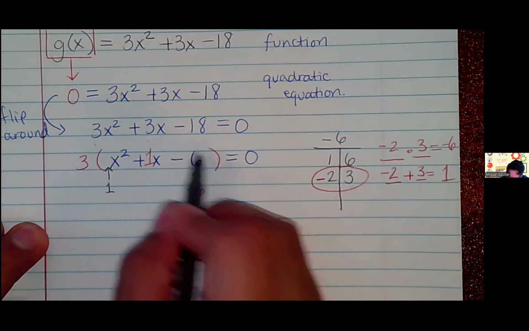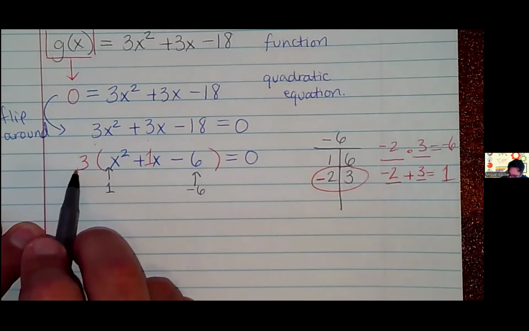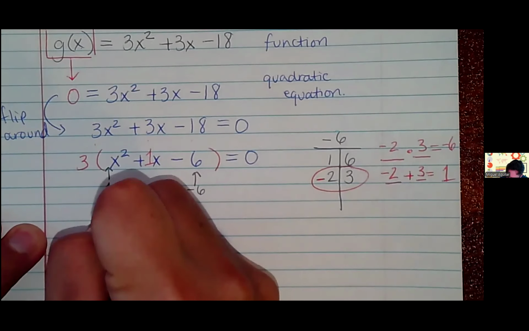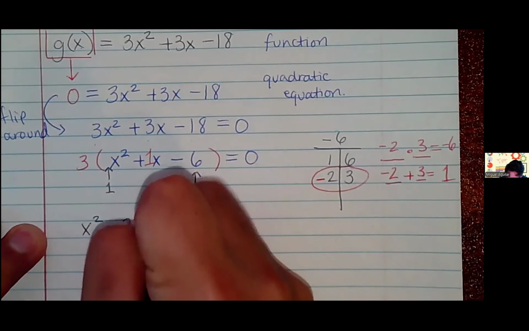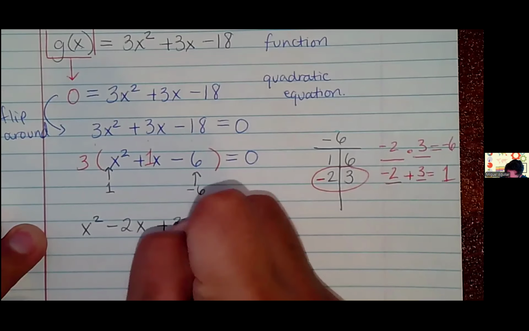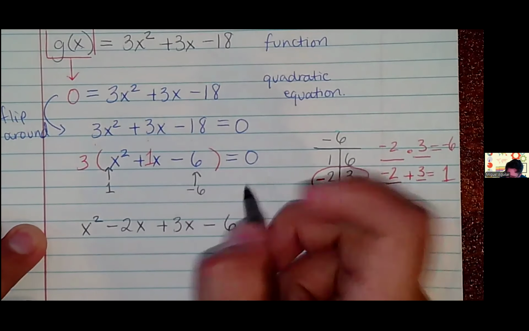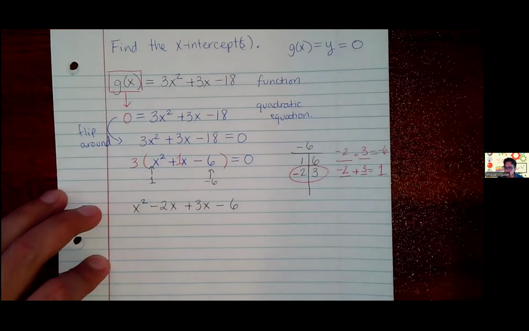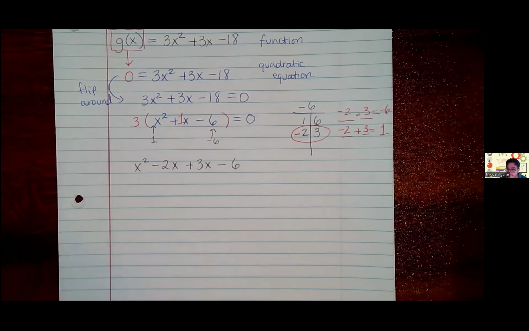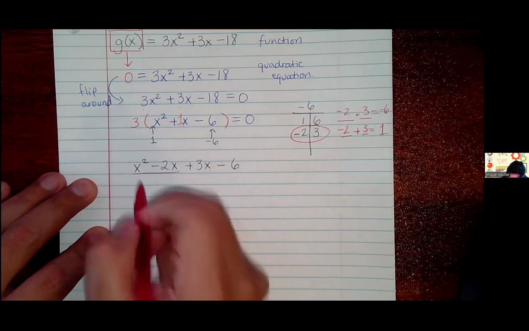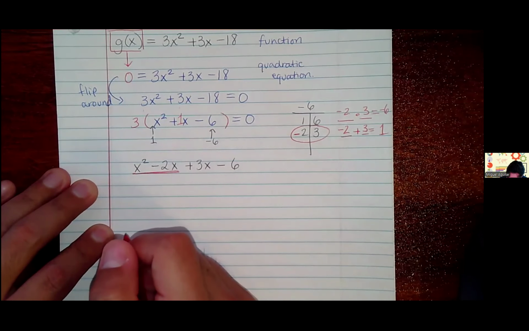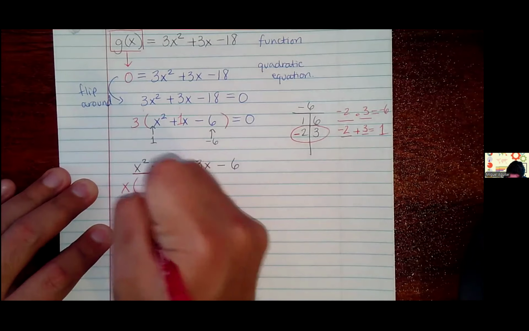So now I'm just going to focus on this trinomial that we're factoring. I know that we have a 3 here, but it'll come back into play once we're done factoring this stuff. So we have x squared minus 2x plus 3x minus 6. And now we can factor by grouping. So what do these first two terms have in common? X. Yeah, they have the same x.